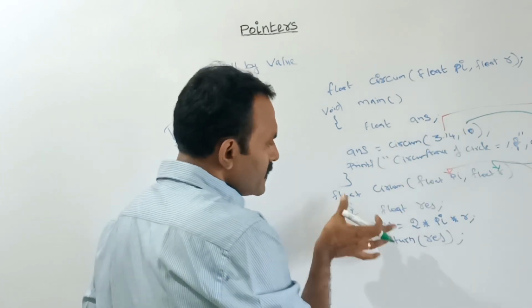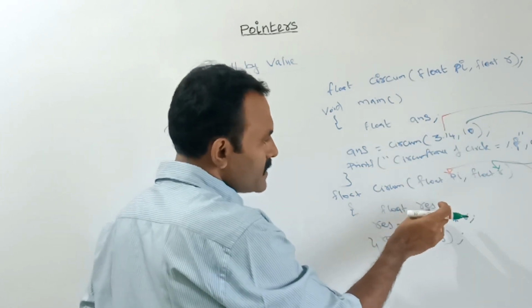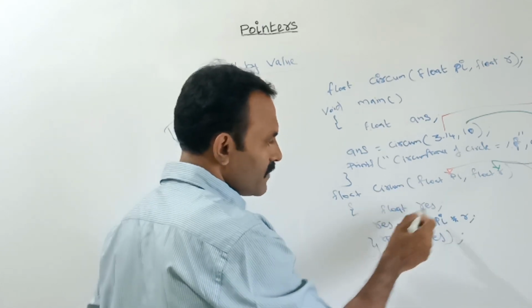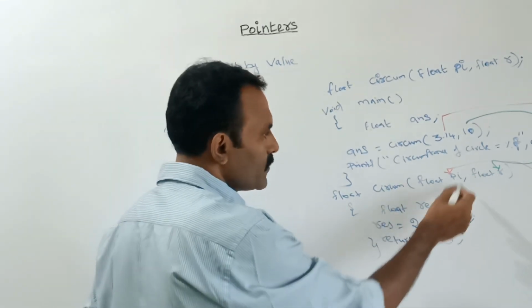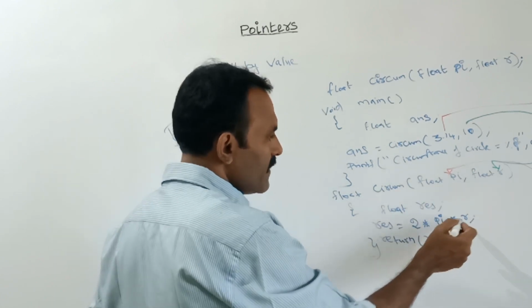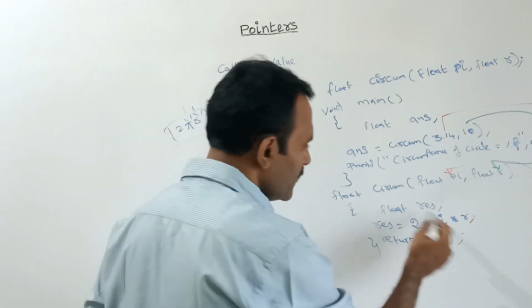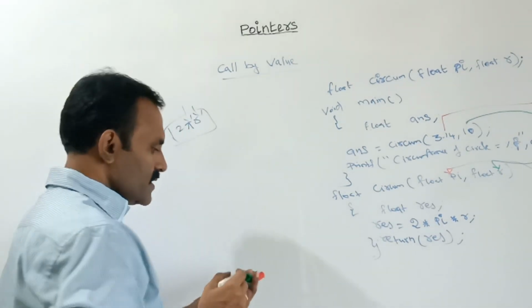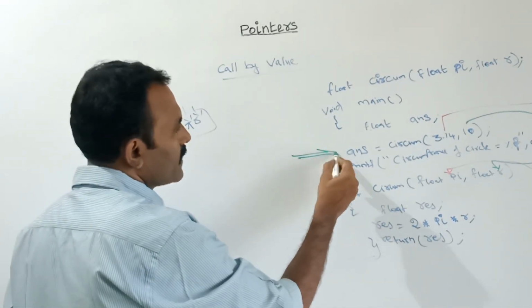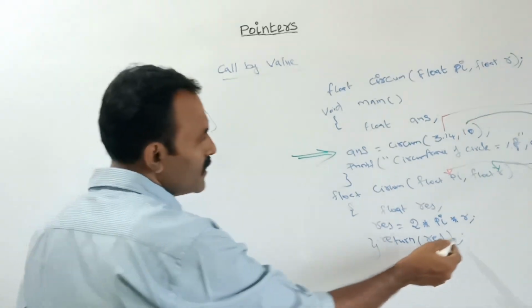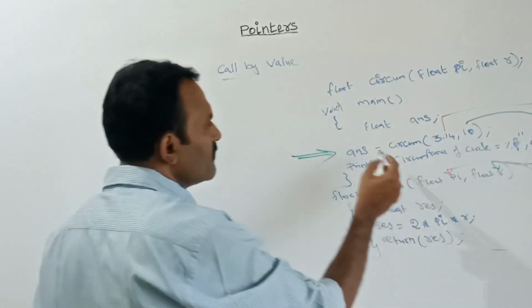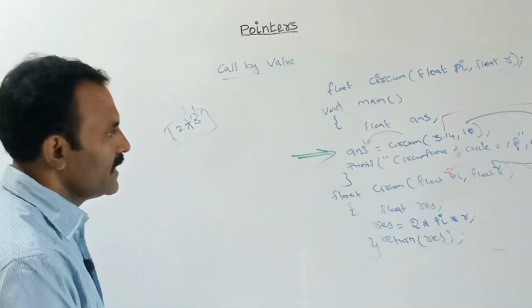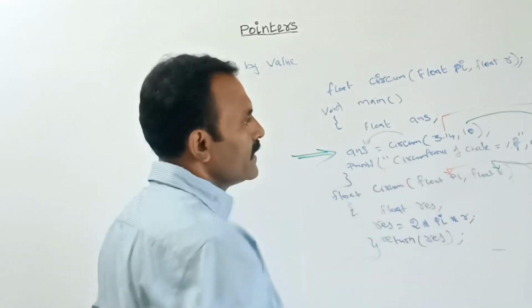Here, inside this function definition, res is the local variable I have created. Next, res is equal to 2 into pi into r, so I am multiplying the pi value and the r value. Finally, this result is returned to the position where the function was called. I have called the function here, so this res value will be returned and stored in the ans variable. Here I am telling it to print the ans value.